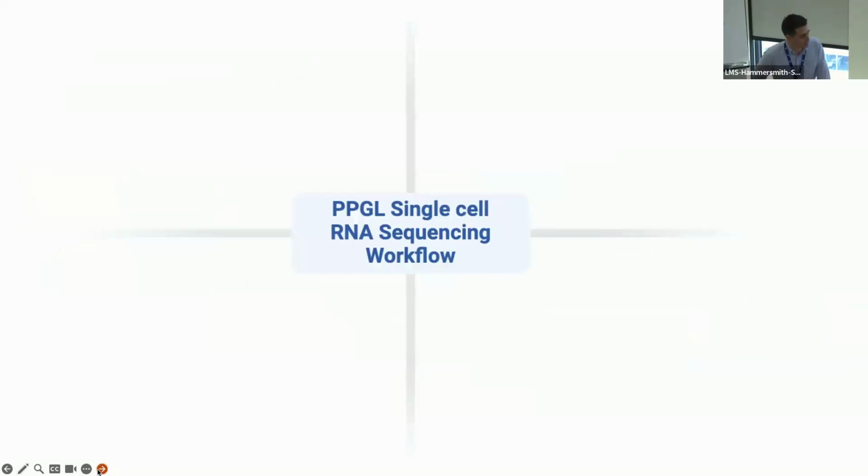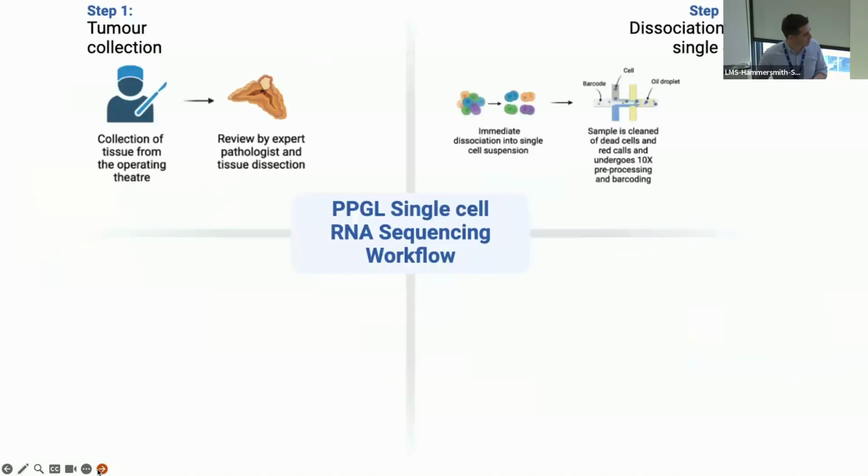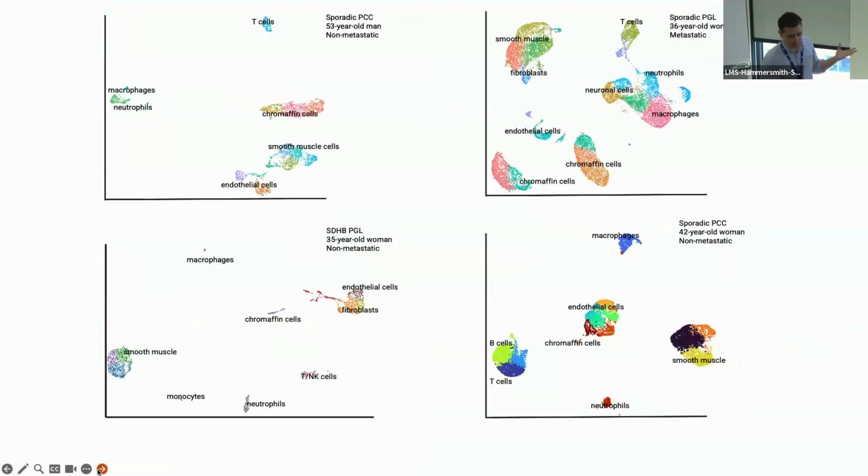PPGL single cell RNA sequencing is not straightforward. You have to collect fresh tissue from the operating theater. So I go to the operating theater, I pick up the tumor, I bring it to the lab, I immediately dissociate it into a single cell solution, and then I hand it off to the genomics core facility, and they pass it through a system whereby each cell is individually barcoded and then sequenced separately. That is then sent to a sequencer, and then there's downstream analysis that produces a UMAP that looks like this. So these are the 4 samples that we've done, and there's a little history of each case on the top right. We've done 6 to date, but 2 are still in the lab.